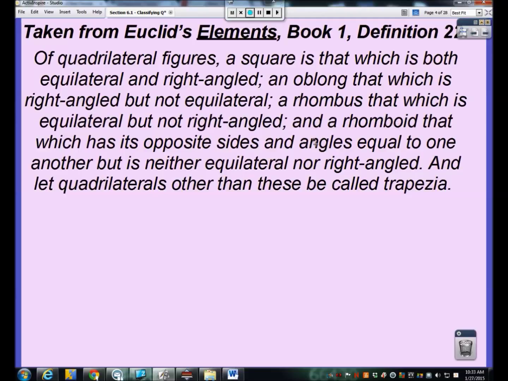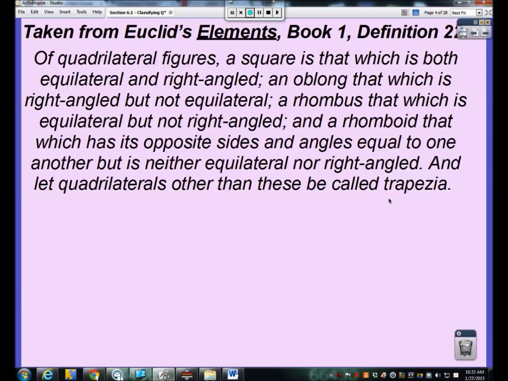"And a rhomboid, that which has its opposite sides and angles equal to one another, but is neither equilateral nor right-angled." So Euclid's rhomboid is really our parallelogram. These are properties that will be true about a parallelogram: the opposite sides and angles will be equal to each other, but not all the sides are equal, and not all the angles are equal, therefore not 90-degree angles. "And let quadrilaterals other than these be called trapezia."